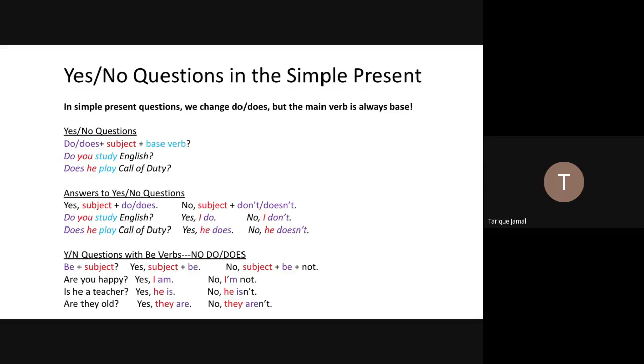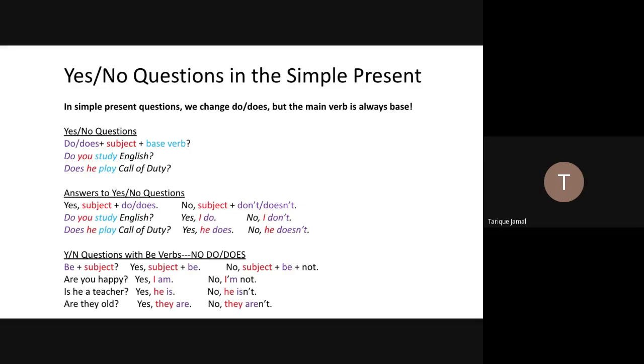Answers to yes, no questions. You will say yes, and then the subject plus do or does, right? So again, do you study English? Yes, I do. So do is for I, you, correct? And does he play Call of Duty? Yes, he does, right? So remember, he, she, it does. I, you, we do, right? Negative: no, I don't. No, he doesn't.